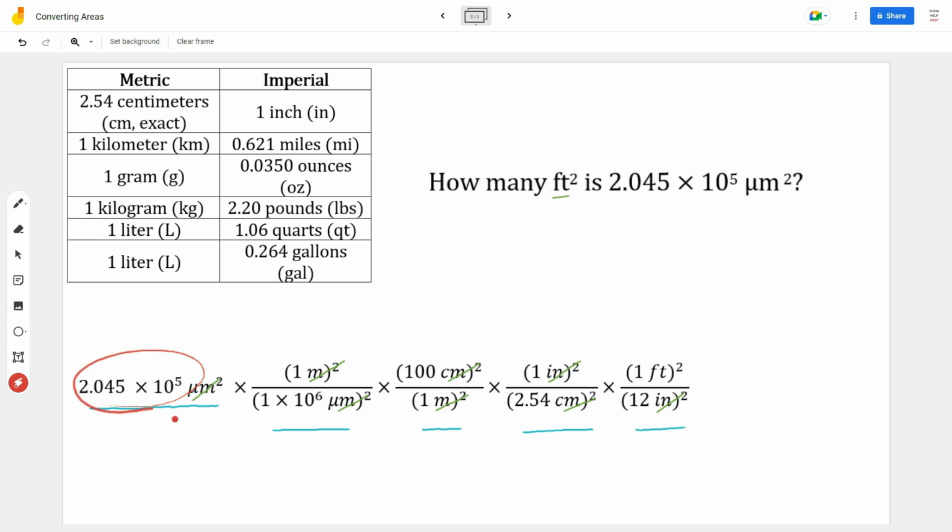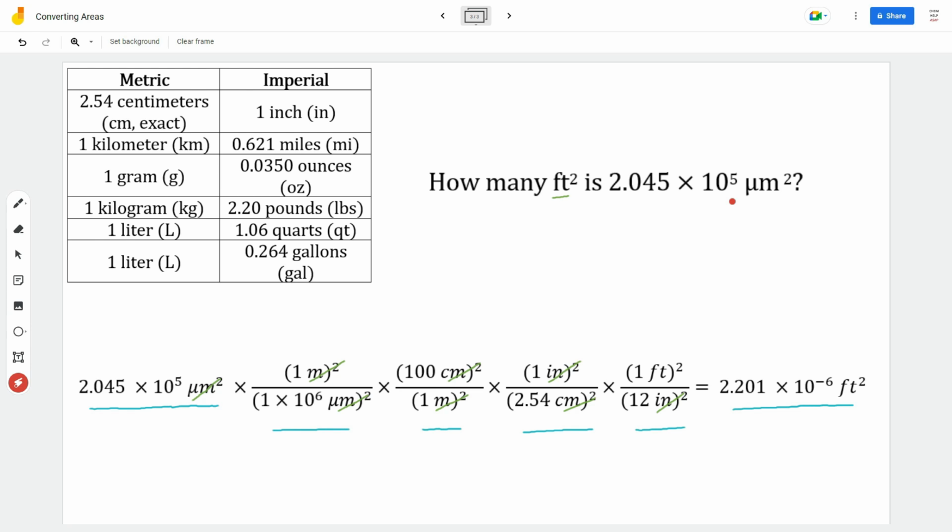I'm going to take my 2.045 times 10 to the 5th. I'm going to divide it by 1 times 10 to the 6th squared. Then I'm going to multiply by 100 squared. Divide by 2.54 squared. And finally divide by 12 squared. My final answer is 2.201 times 10 to the negative 6 feet squared.